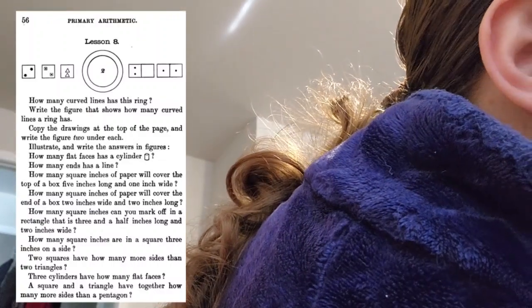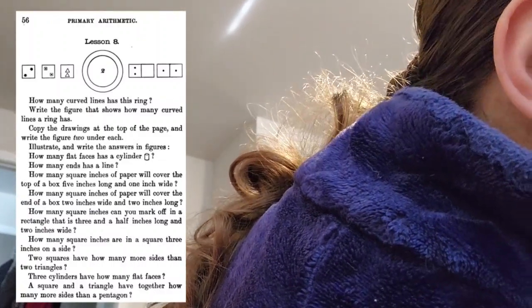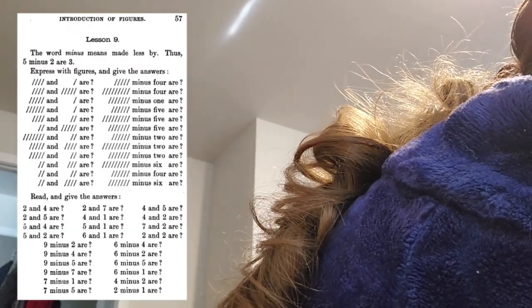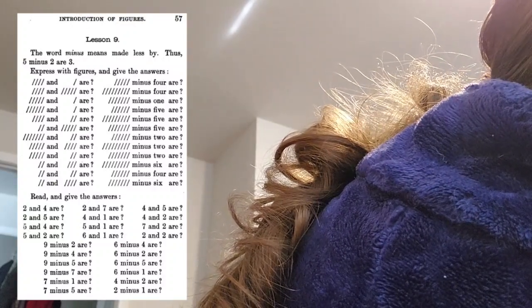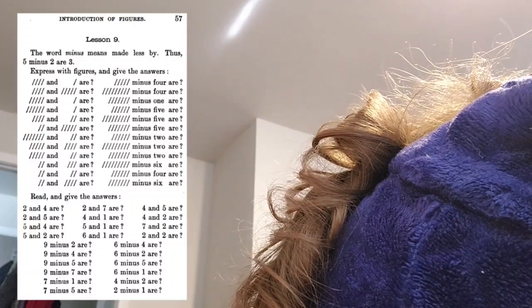Okay, lesson 9 on page 57. And this is going to conclude what I'm going to do right now. I need to get comfy. Okay. The word minus means less than. Less by. Then, let me see here. Thus, 5 minus 2 are 3.